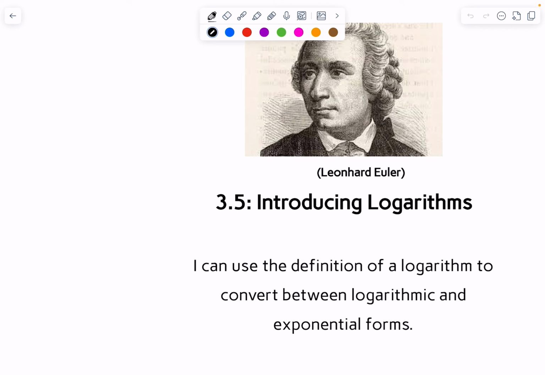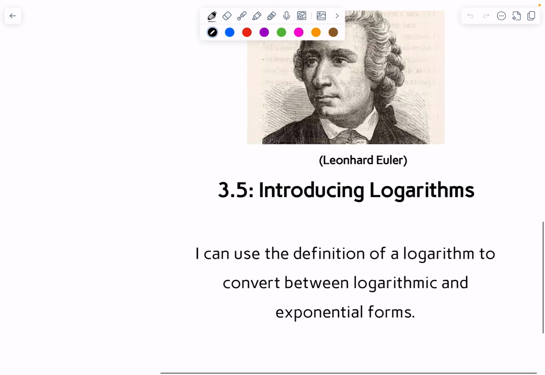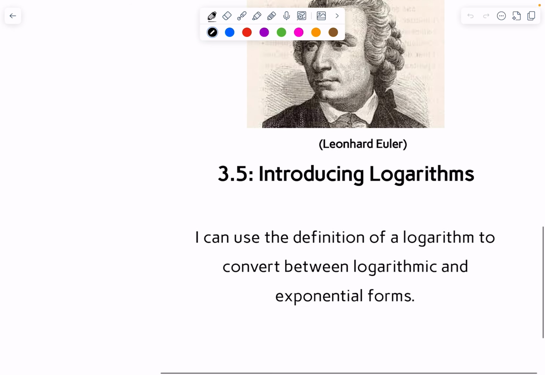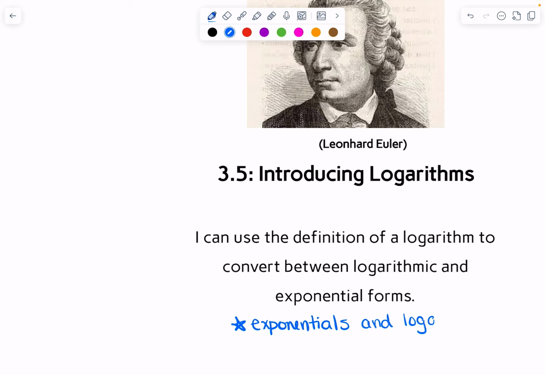So our learning target is I can use the definition of a logarithm to convert between logarithmic and exponential forms. So one thing to note, if you think all the way back to the very first unit of our year, we learned about inverse functions. And so let's add this in. Exponentials and logarithms are inverses.